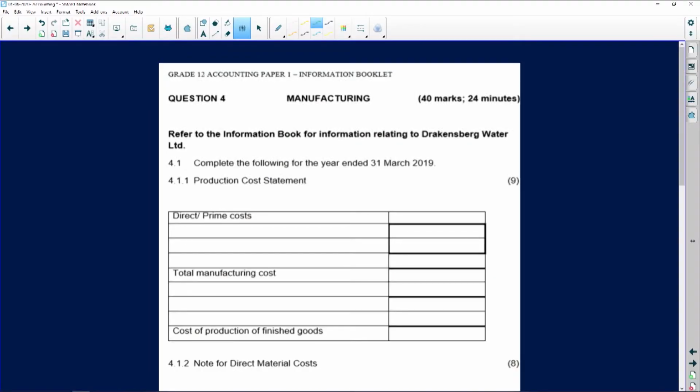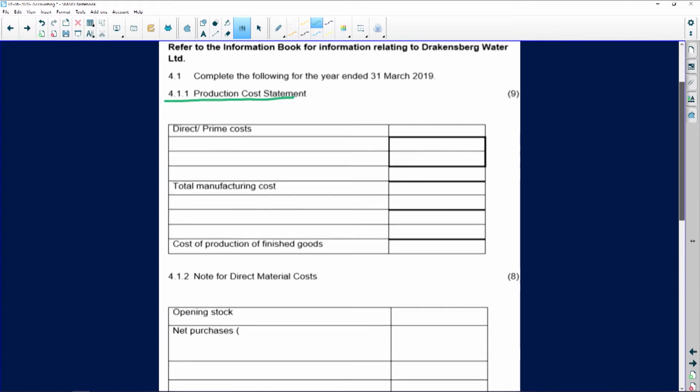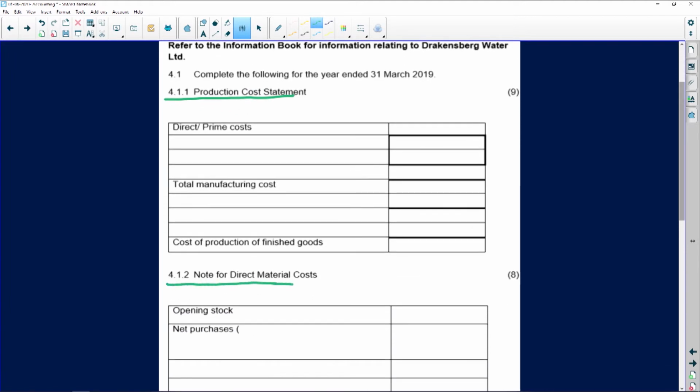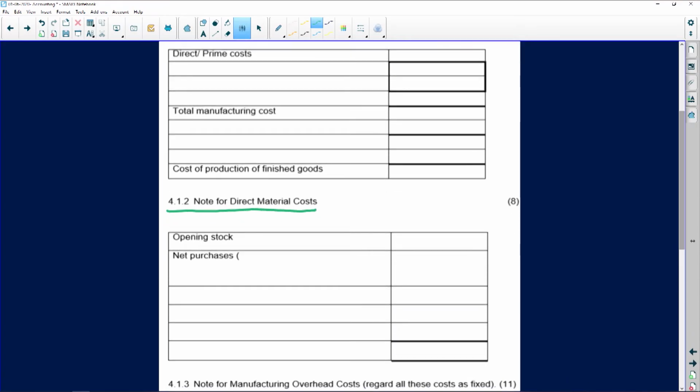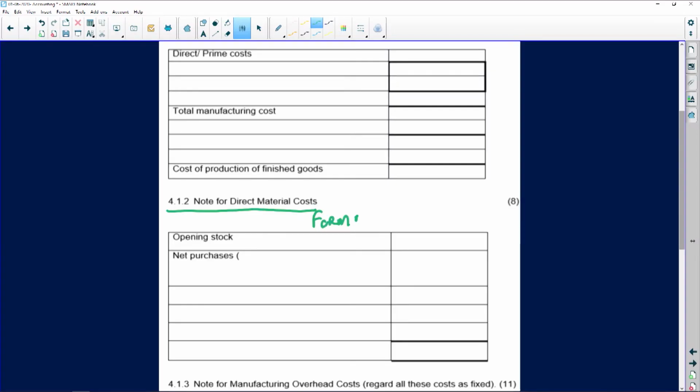Once again, they want me to calculate the production cost statement, but I am going to start off with the note first, and then I'm going to do the production cost statement. Right, so the note for direct material cost. Now again, guys, in the previous question, we did a calculation, but here you need to know your actual format because they are clearly telling you that you need to complete the note for direct material cost. Okay, so please remember, guys, learn your format.